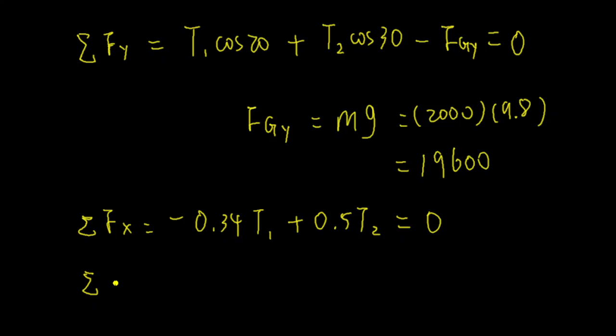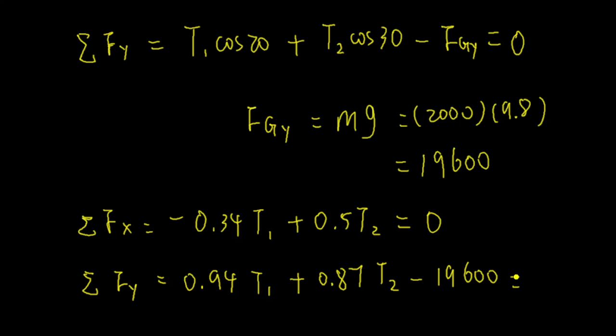This equation here. Let's evaluate this. Cosine 20 degrees in decimal, round it up, right? It's actually 0.939 something, but let's round up to 0.94 tension 1 plus, what's cosine 30 degrees? Cosine 30 degrees is around 0.866, but let's round up to 0.87, right? T2. And minus, okay, so minus, let's say here, right? This is gravity force. We calculate that in the y direction is 19600. And of course, that's equal to 0 from the original equation.